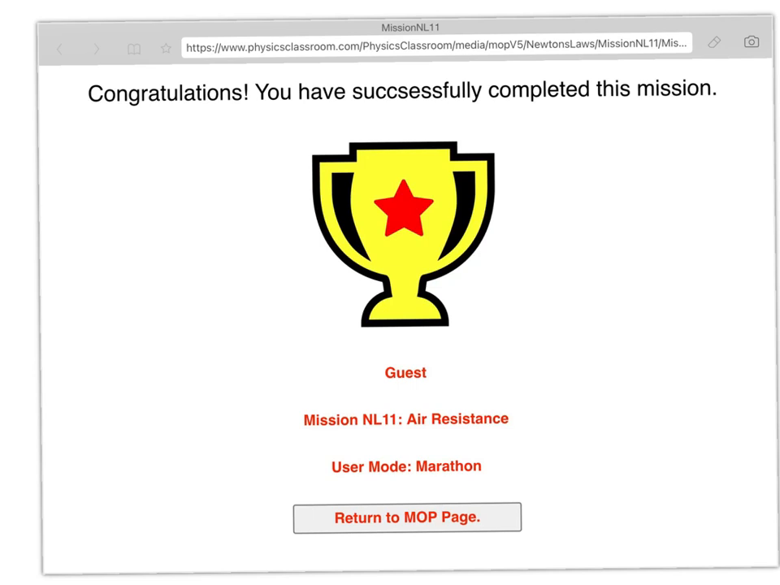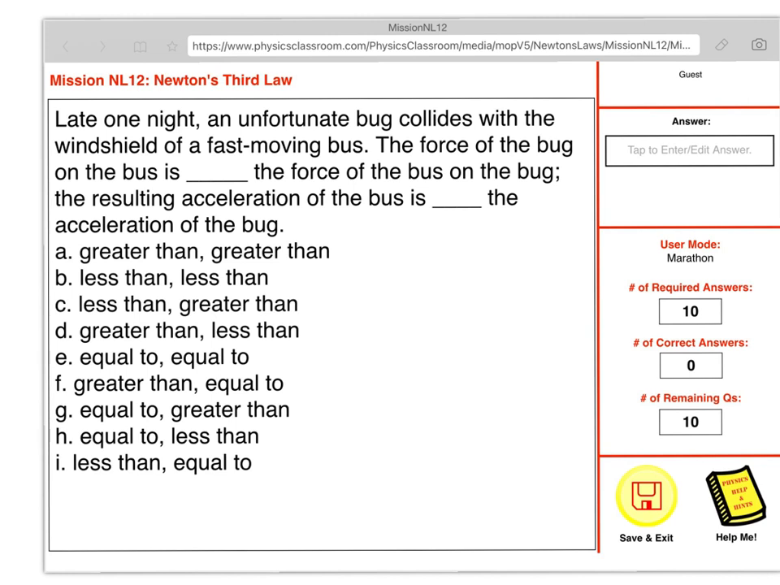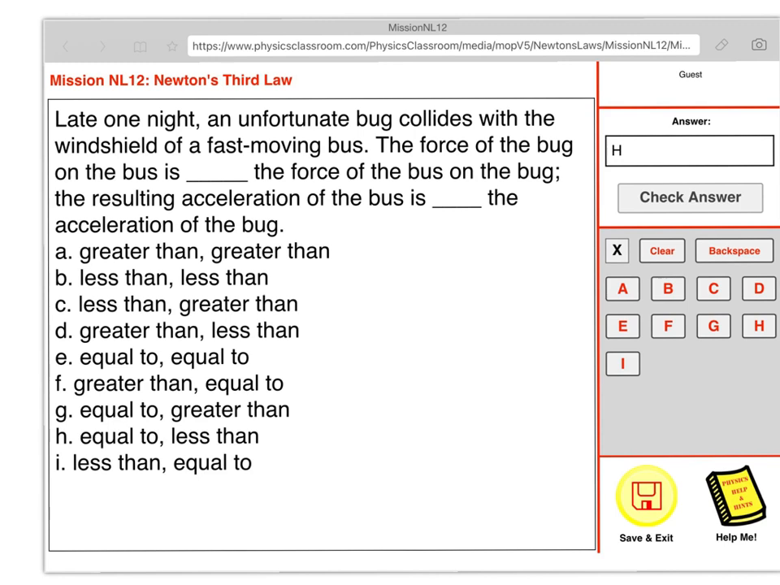Good. Completed another one. One left. Okay, last mission. Answer this question and then come back. So the important thing about Newton's third law is it tells us that the force is always equal and opposite. So the force on the bug and the force on the bus is the same, but the bus is so massive, its acceleration is negligible, whereas the acceleration of the bug will be huge. And so the correct choice is H. The forces are equal to each other, but the acceleration on the bus is less.